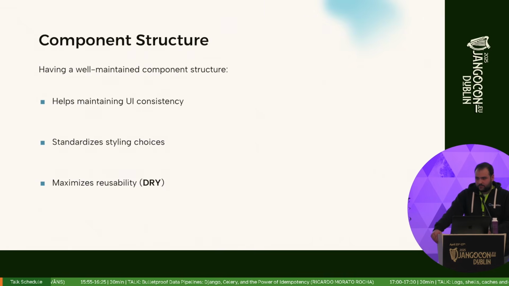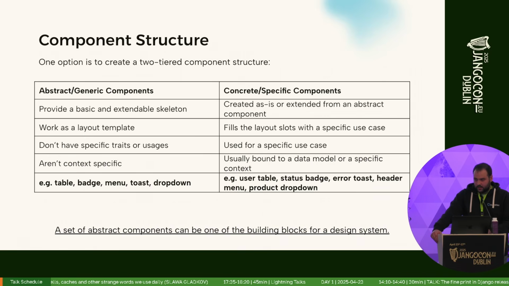Next, after we have a solution for the lack of components, we can look at the structure. Having a well-maintained structure is a good advice. Helps consistency, standardizes styling, and maximizes reusability. A good way of having a good structure, I would say, is to have a two-tiered component structure, a bit similar to how generic views work, where you have generic components, such as a table or a menu or a toast.